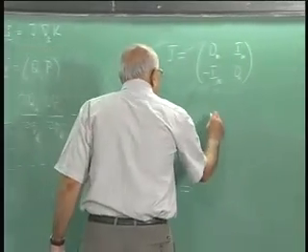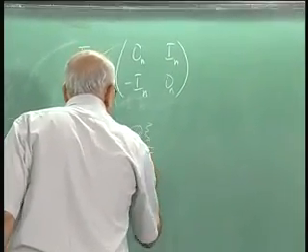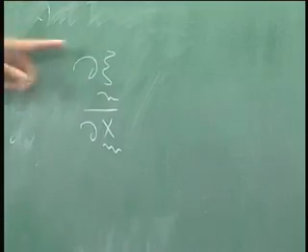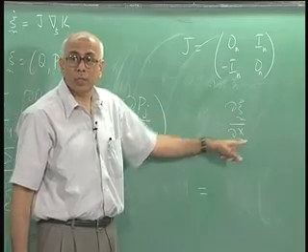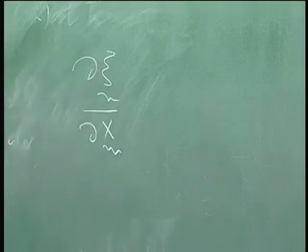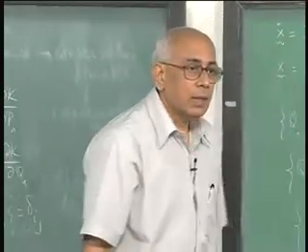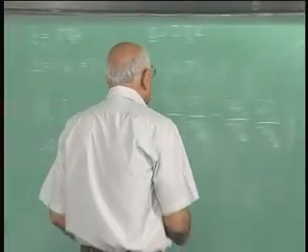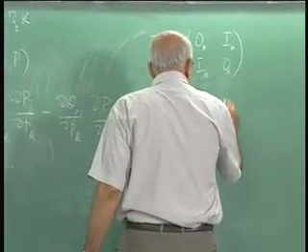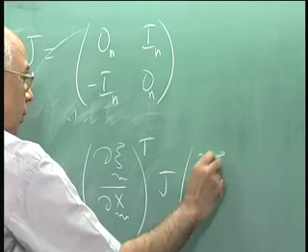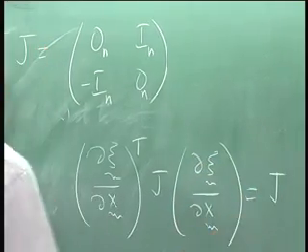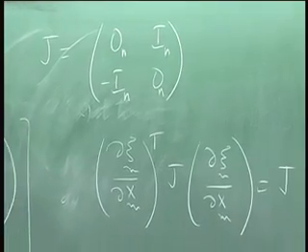You can take the Jacobian matrix ∂ξ/∂x. This stands for a 2n by 2n matrix in which each component of ξ is differentiated with the corresponding components of x, and that is the Jacobian matrix for the transformation. That matrix, times J, times the transpose of that matrix once again must be equal to J, and that is the content of this set of equations.